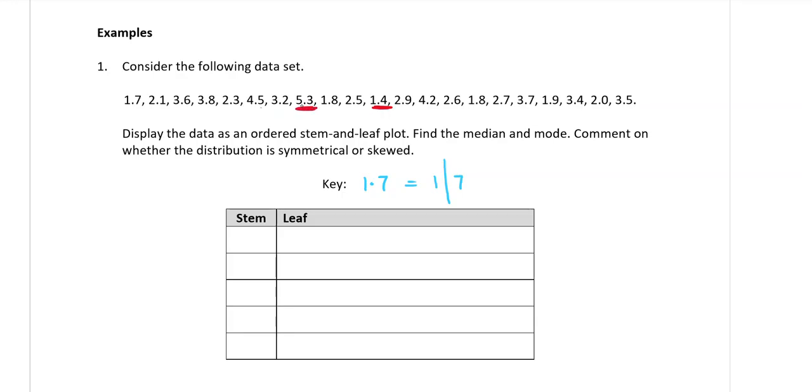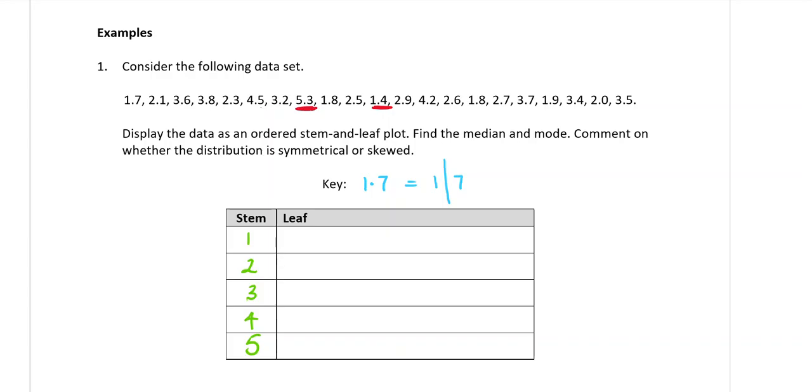Okay, so looking at the first digit of those, we have 1 all the way through to 5. So they're going to be the stem numbers. 1, 2, 3, 4, 5. Okay, now this is the tricky part because we need to put all the leaves in there and in order from smallest to largest. So if you have a highlighter or with a pencil, you can just circle.